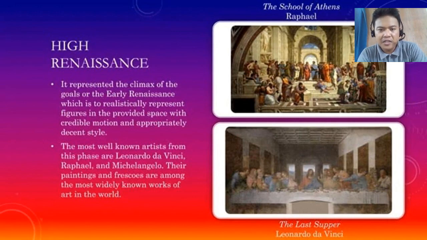Here, it represented the climax of the goals of the early Renaissance, which is to realistically represent figures in the provided space with credible motion and appropriately decent style. Just like here on the right, the School of Athens by Raphael and the Last Supper by Leonardo da Vinci.